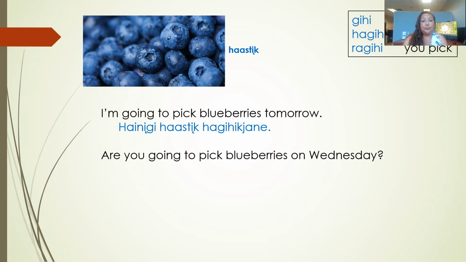Are you going to pick blueberries on Wednesday? All right, let's set the sentence up. We've got your time frame first, then the subject is the blueberries, and then the verb, are you going to pick? And then finally ending it in the future tense.